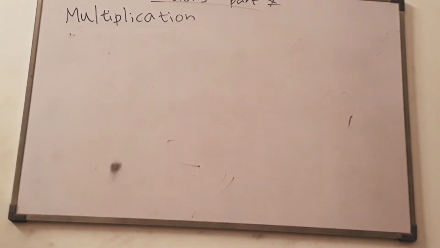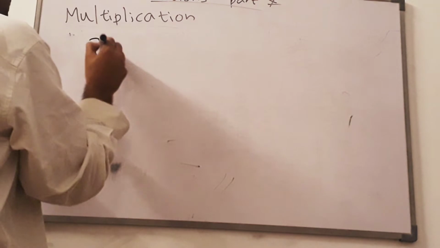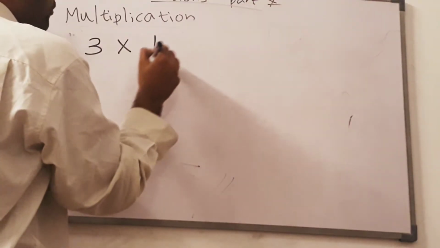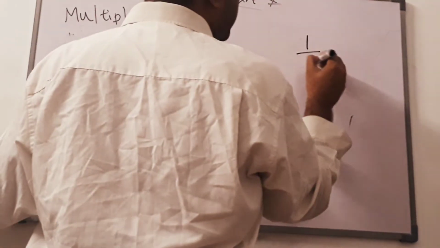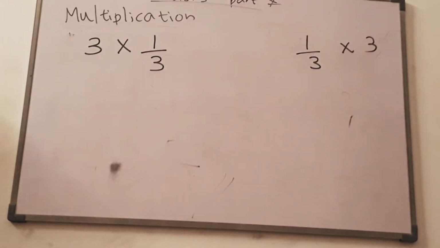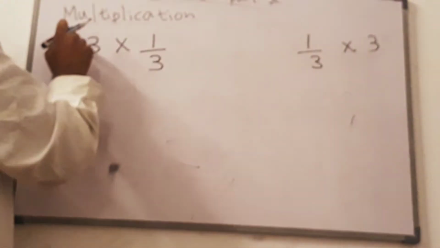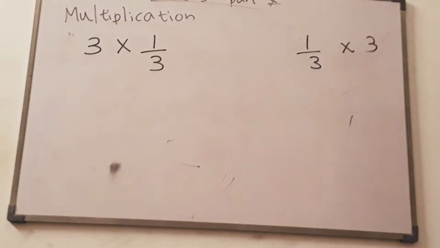Okay, we've done certain sums without common factors. Now we will do numbers with common factors, where we multiply a number with a fraction. First one: 3 times 1 over 3, or 1 over 3 times 3. There are two methods, but the most correct method is to simplify this, because 3 itself can be simplified with this 3.